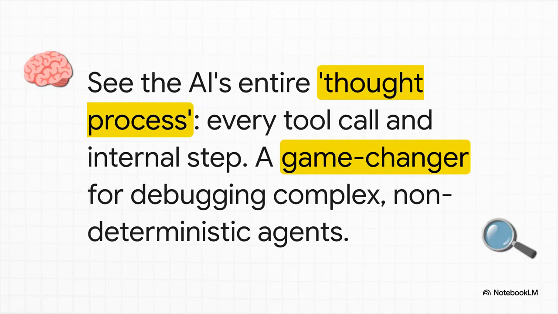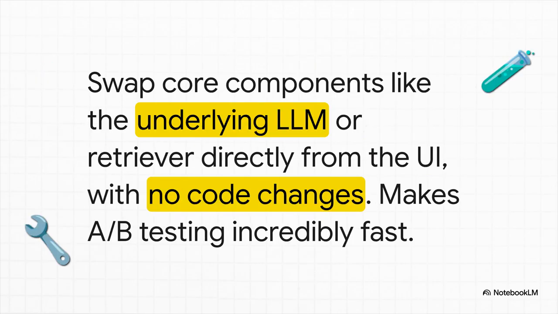But here is the killer feature, the full log. The Playground doesn't just show you the final answer. Oh no, it shows you the AI's entire thought process. You can see every single step it took along the way, every tool it called, every document it looked up. I mean, for debugging a complex agent that seems to be doing something random, this level of transparency is an absolute game changer. And if that wasn't enough, it gets even better.